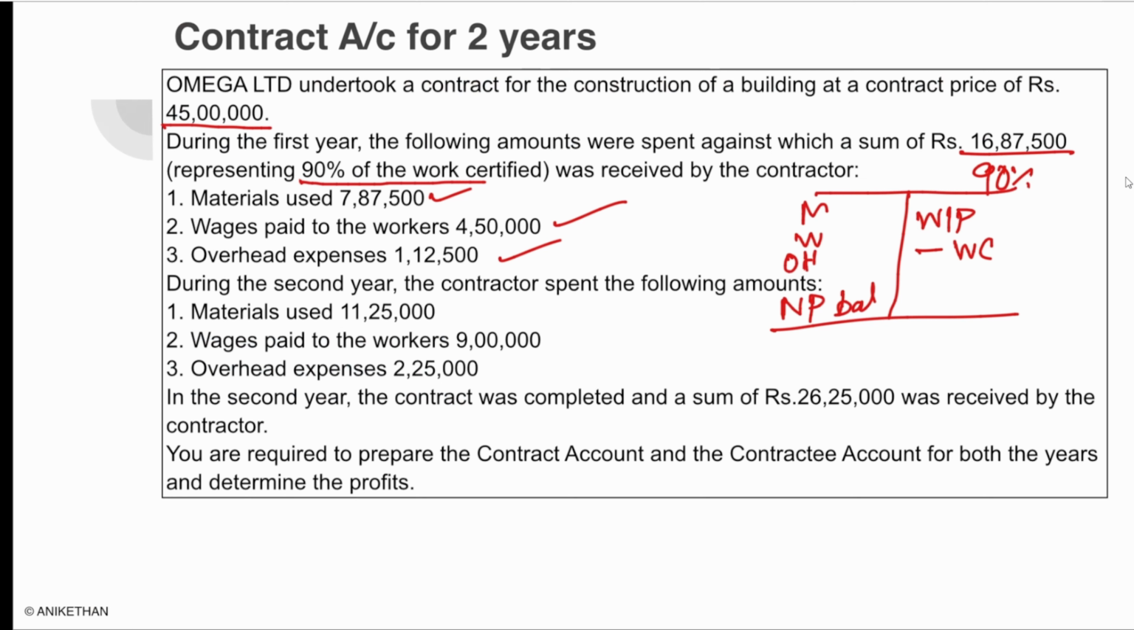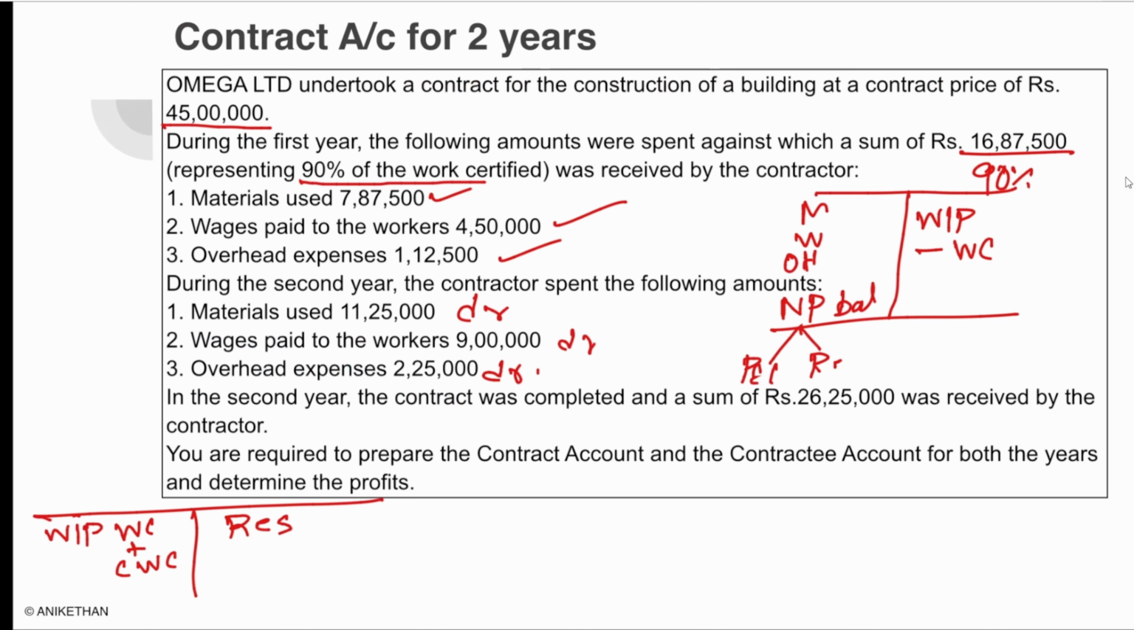During the second year, the contractor spent the following amounts. Material used, wages paid, then again overhead expenses. This will be debit, debit and debit. But there will be an opening balance. So in the second year, you have to take WIP work certified and cost of work uncertified, both of them on the debit side. And on the credit side, you should take the reserves. Out of notional profit, one part will go to P&L and another will go to reserve, correct? So this has to be credited back to your contract account in the second year. That is the only difference when it is for more than 2 years.